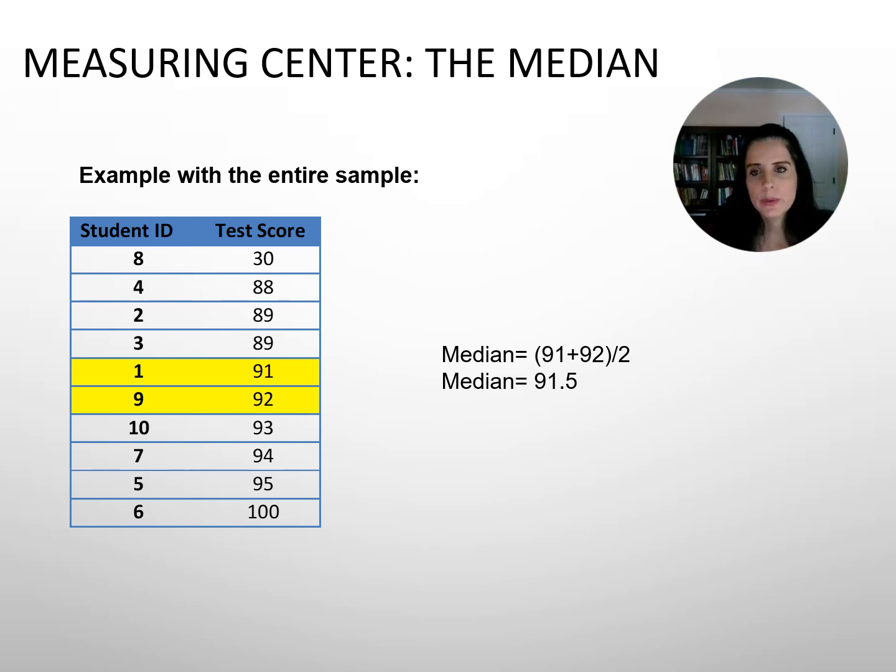For instance, if we use the same example as before, we first need to reorder individuals based on their test scores. Notice that the student with the ID 8 is now the first one on the list, and the student with the ID 6 is the last one on the list because he has the maximum score. We have a total of 10 students, so the values that come in the 5th and the 6th place will be used to compute the median. In our case, the median will be the average of 91 and 92, so the median is 91.5.